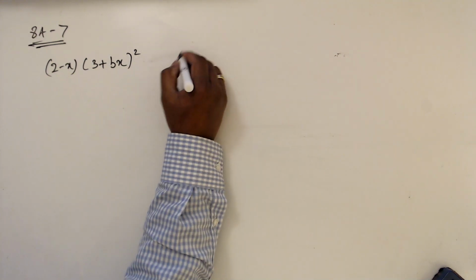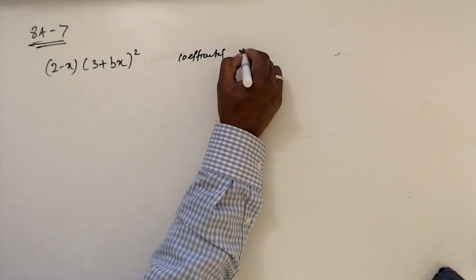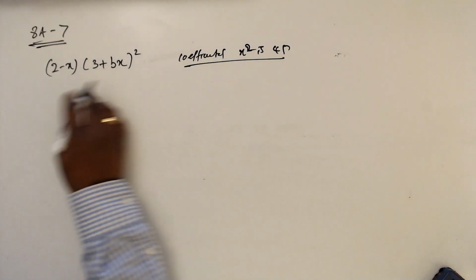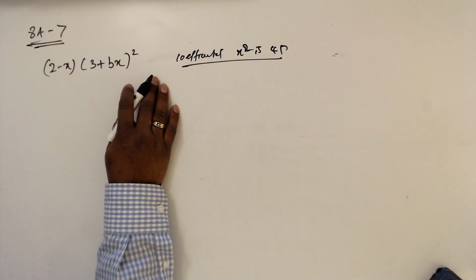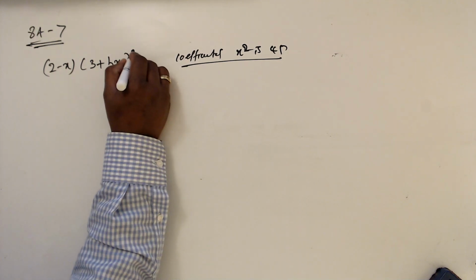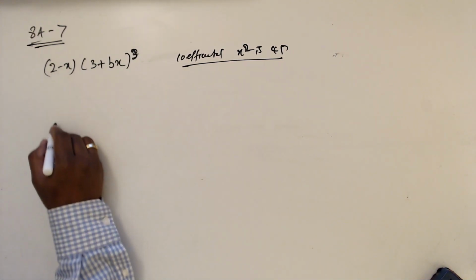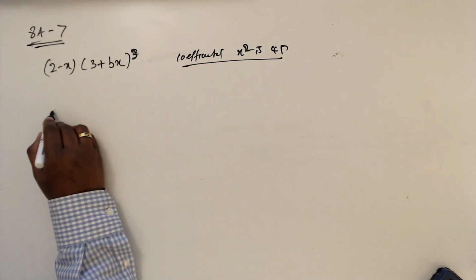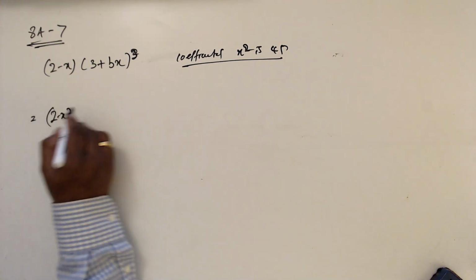Which one is the coefficient? x square is 45. Now we want to expand this one and we want to get the coefficient of x square. So this is 3. Then (2 minus x) as it is.